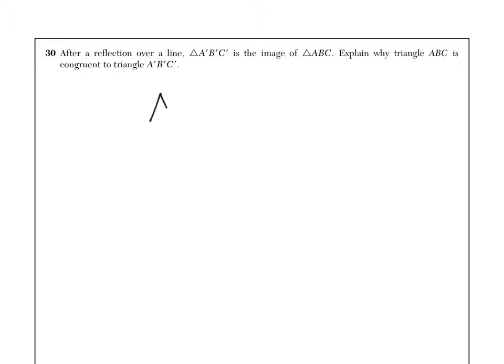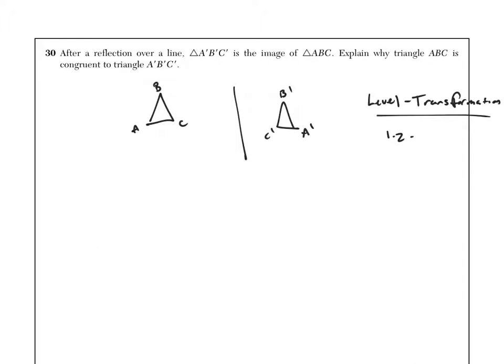Well, let's just draw a quick little picture here. So we have ABC, it's reflected over a line, and we get A prime here, B prime would end up here, and C prime here. Now, how do I know these two triangles are congruent? Well, we should know this straight up. This is from level 1, transformations. And you learned about this in lesson 1.2 directly. And the name of that is transformations.